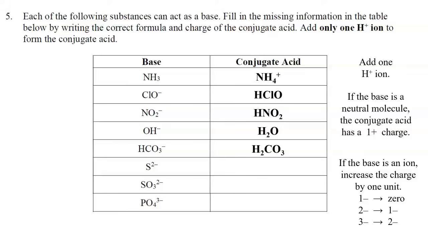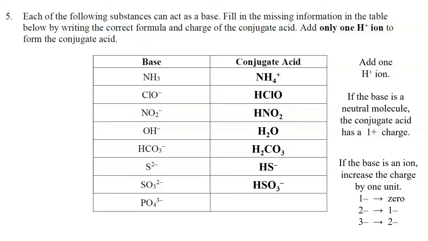Well, what if it's -2? So S2 minus. If we add a single H, now the charge goes from 2 minus to 1 minus. So HS has a charge of -1. HSO3 has a charge of -1. We go from 2 minus to 1 minus.